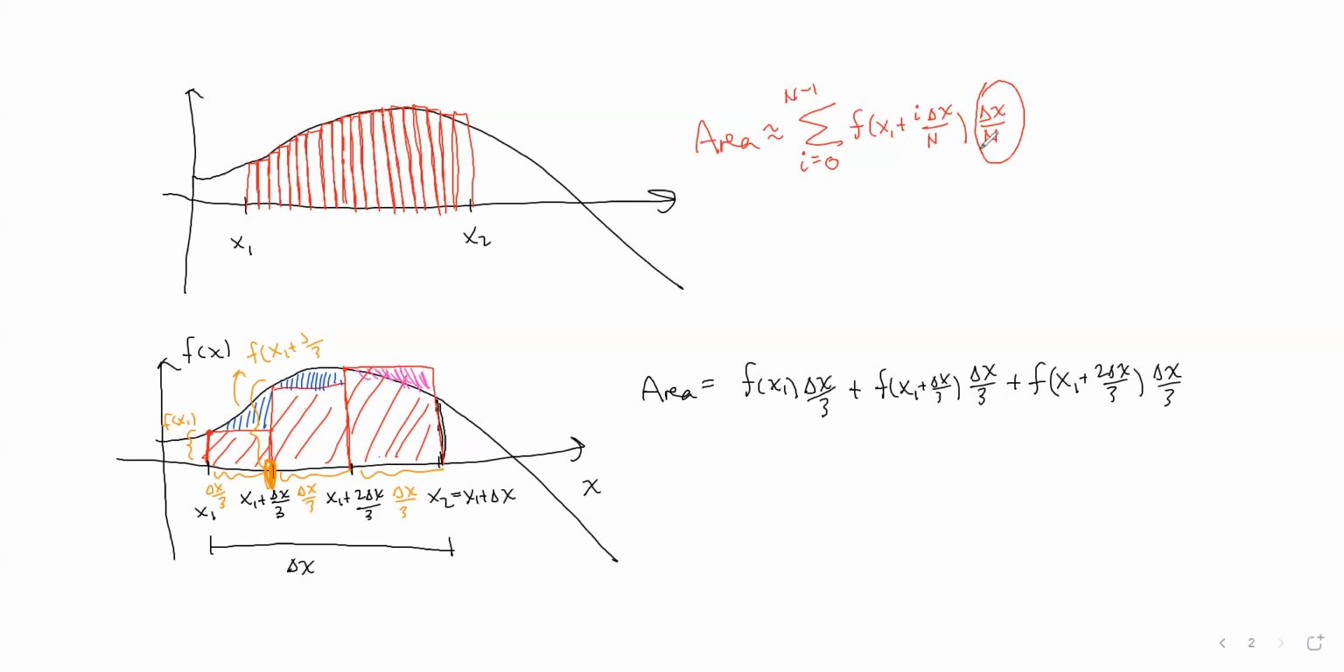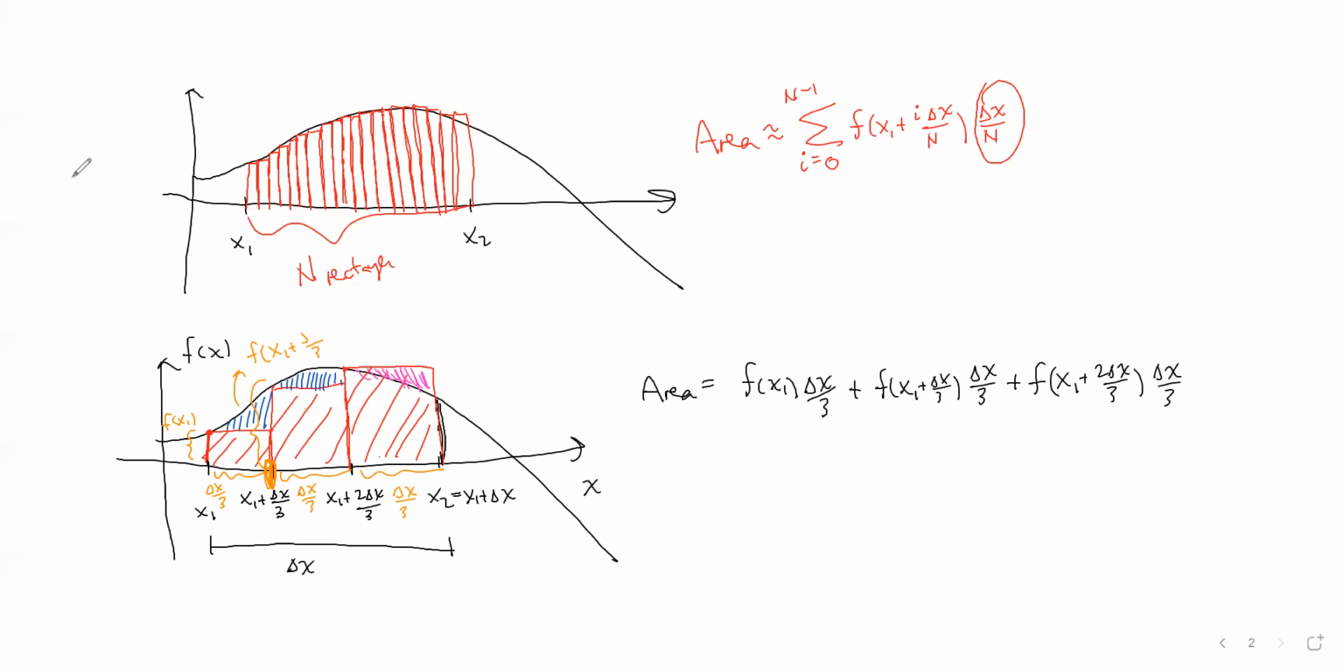Notice this delta x over n is just 1/nth the width of the entire interval. I'm imagining that I have n rectangles over here. If I have n rectangles, the width of each rectangle is just x2 minus x1, which is delta x over n. In the example below, I had 3 rectangles, so the width of each was delta x over 3. Okay, what's this next piece?